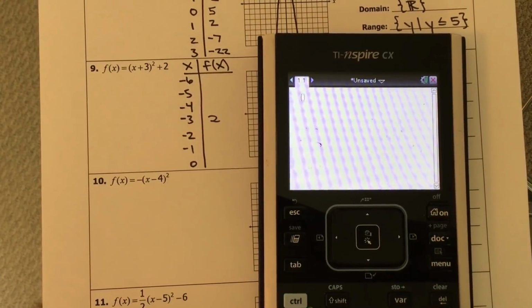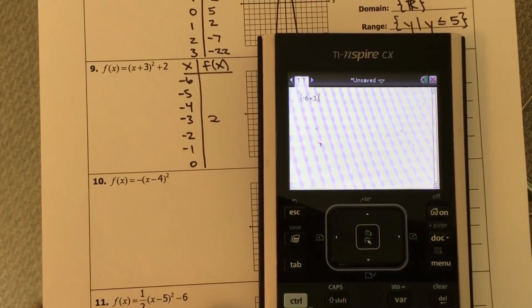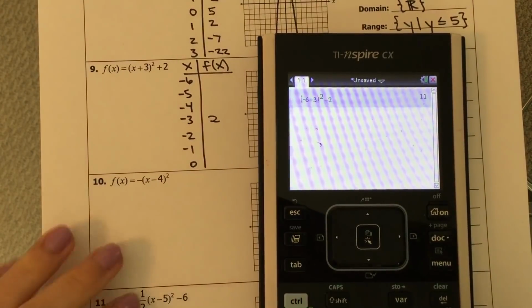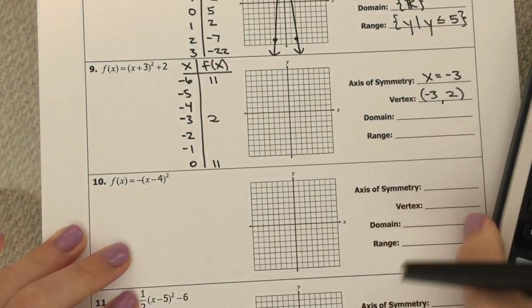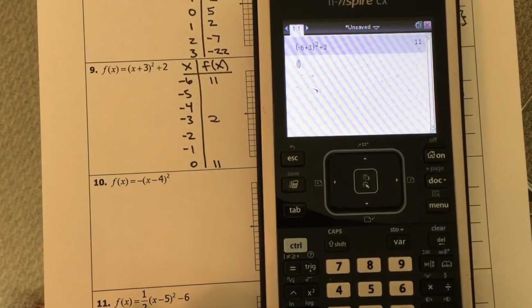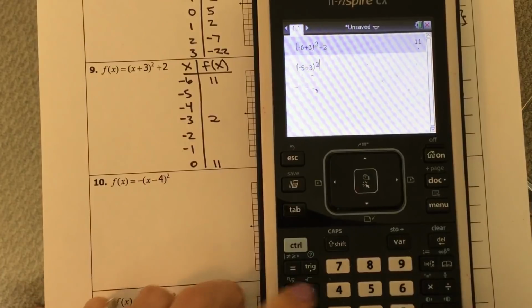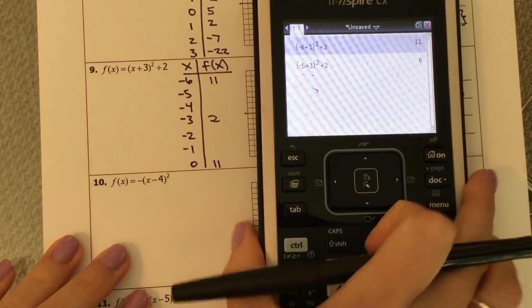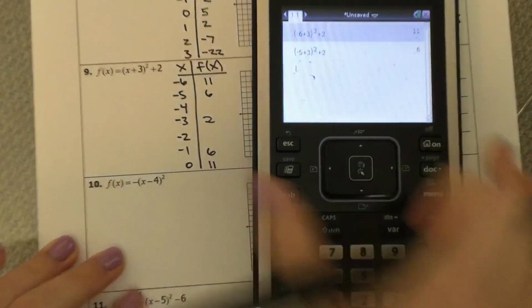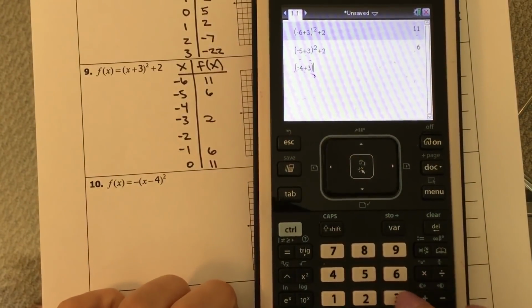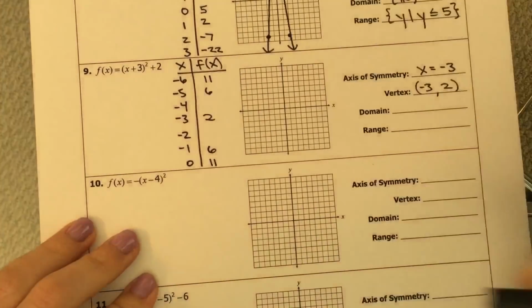Okay, so x plus 3 squared plus 2. So that value gives me 11, which will be off the graph, but that's okay. Same thing with the negative 5, x plus 3 squared plus 2. That gives me a 6. And one more value with the negative 4. That gives me 3.